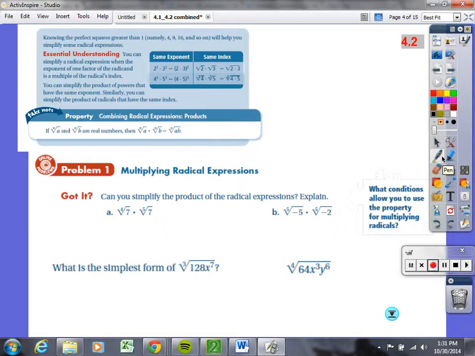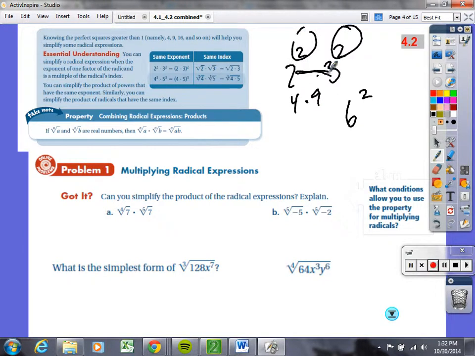Okay. If I have 2 squared times 3 squared, that's what this is showing up here. That is the same thing as 6 squared. Think about that really quick. That's 4 times 9, which is 36, and that's the same thing as 6 squared. If they have the same power, you can multiply their bases. That's a rule that some people don't really ever think about.